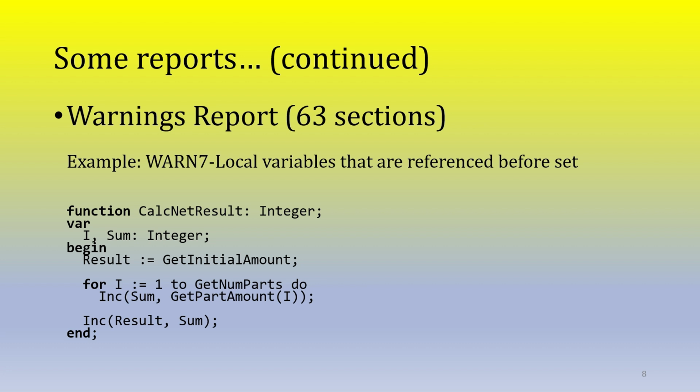What is wrong in the example above? Well, of course, the variable sum is never initialized. It is a local variable kept on the stack and will contain a random value at the start of this function. This code will trigger a warn7 warning. The remedy is to add sum := 0 to the beginning of the function.